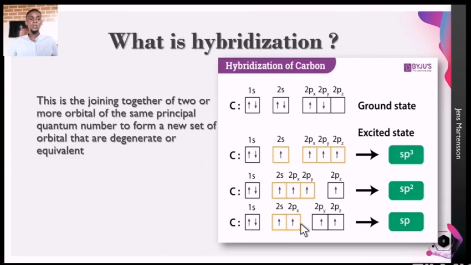Firstly, let me summarize, talking about excitement of an electron from the 2s orbital to the 2pz orbital. Then we're talking about the joining together to form new set of orbitals that are degenerate hybrids. So for the sp3, 1 of s and 3 of 2p orbital join together. For the sp2, 1 of s, that is the principal quantum number 2, 1 of s and then 2 of p, and lastly 1 of s and 1 of p. And so that is what hybridization is.